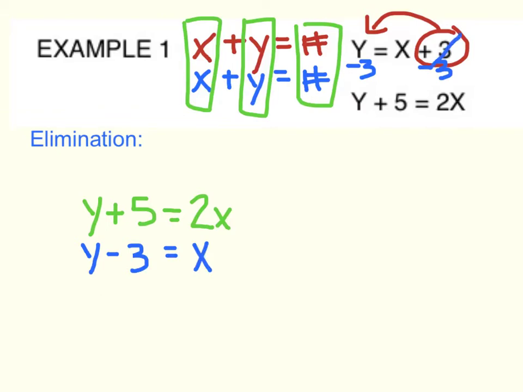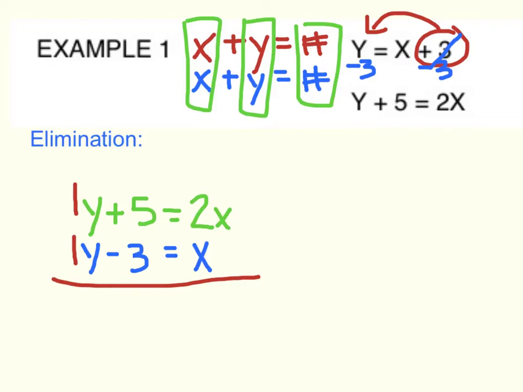Now to eliminate, we usually look to add these equations together to eliminate something. But in order to eliminate something, it has to have the same number, but one's got to be positive and one's got to be negative. Now if you notice here, our y's both have the number 1, but they're both positive. So that means we need to make one of them negative.